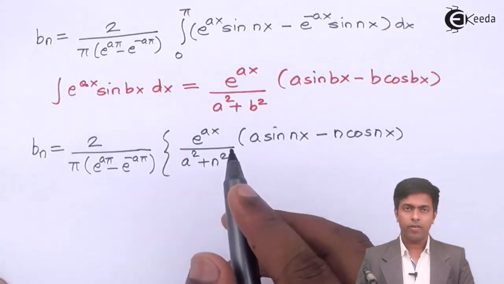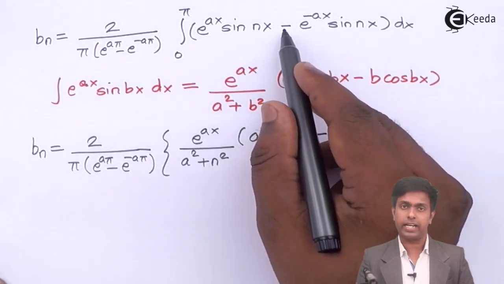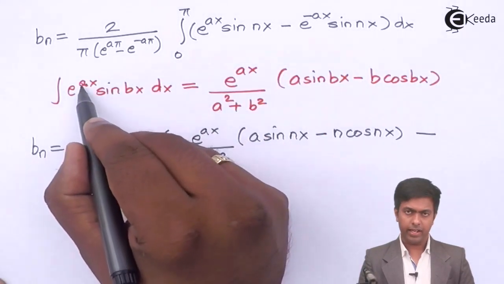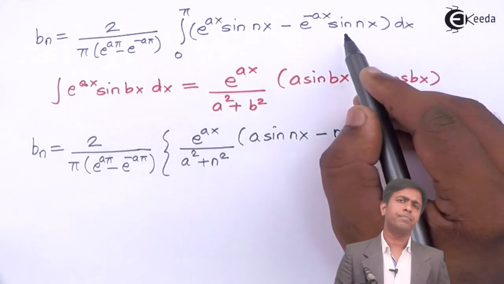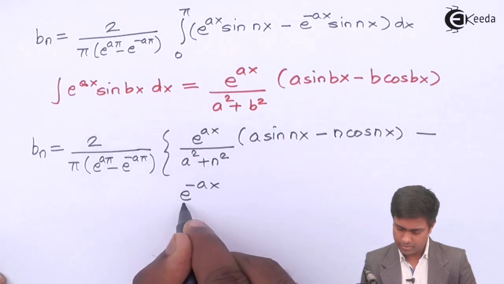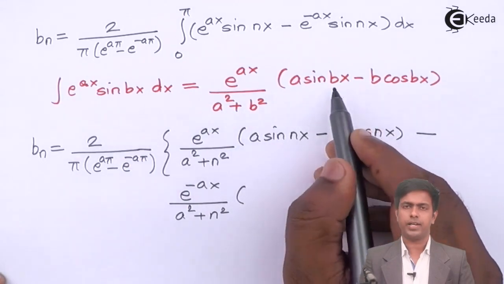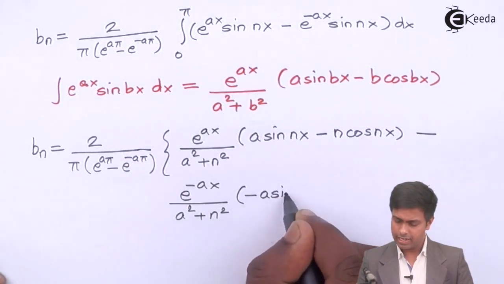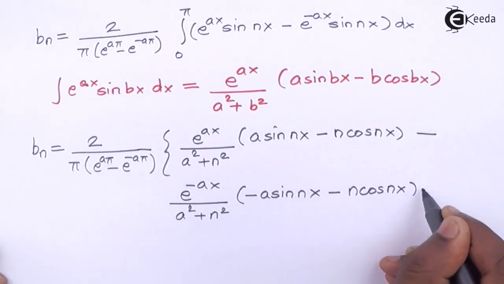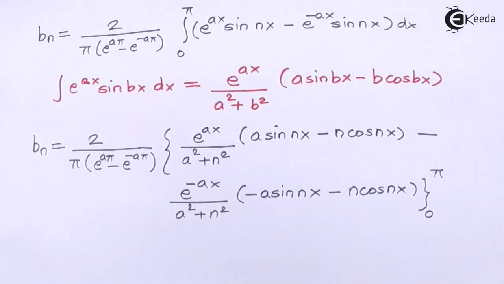Now this is the first value. After this we'll put a negative sign, so minus. For this, a is minus a, b is n. So let's apply the same formula again. That is e raised to minus ax upon (a square plus n square) into (a sine bx). A is minus a, so minus a sine of nx minus n cos nx, and this is from 0 to pi.